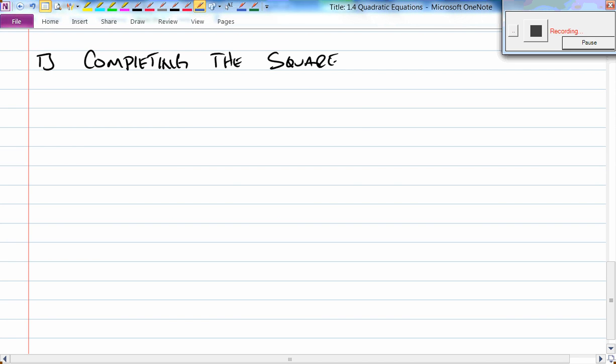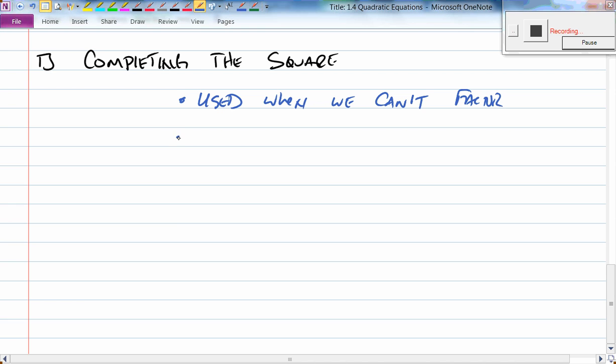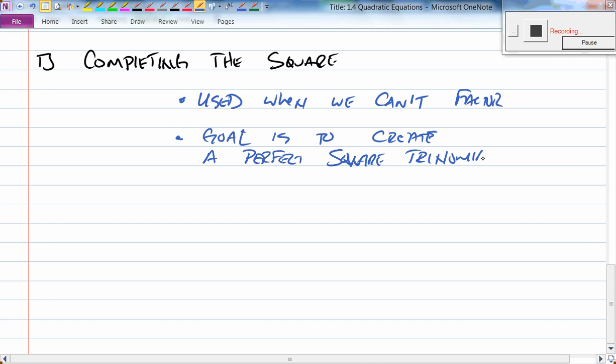All right, so when we talk about completing the square, when do we use it? After factoring. Used when what? The thing equals 1. Wait, it's the x squared has a coefficient of 1. Very good. But we use it when we can't factor. And what's the goal? The goal is to create what's known as a perfect square trinomial using b over 2.